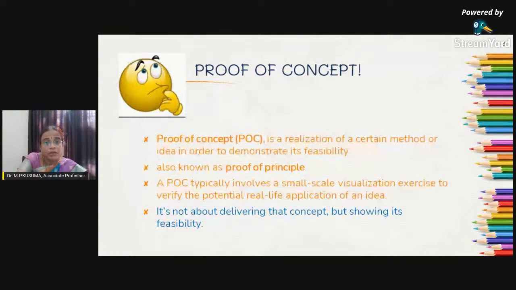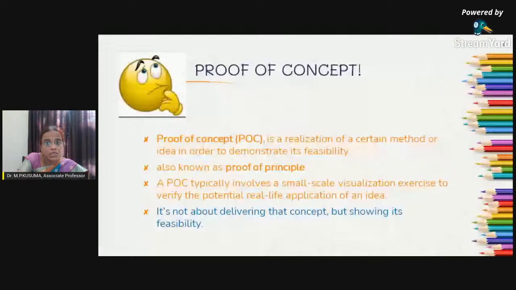This is also called a proof of principle, and it's nothing but a small scale visualization exercise. That means you have to do a small scale visualization exercise to find out whether it is really applicable in today's life or not. So it's not about delivering that concept, but showing its feasibility. You're not delivering your idea. You're just checking whether it is feasible, applicable, and really needed for society or not.